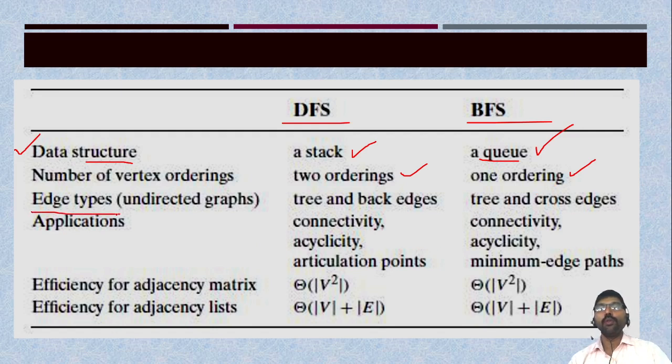The edges used in DFS are tree edges and back edges. In BFS we are using tree edges as well as cross edges. Tree edges are represented by solid lines. Back edges or cross edges are represented by dotted lines in the tree structure.